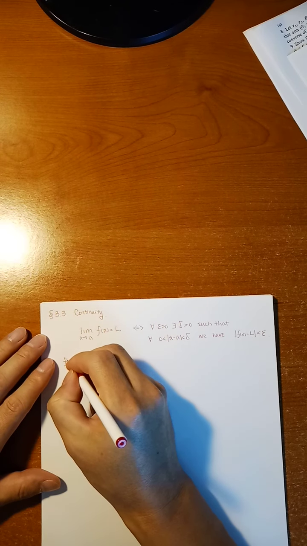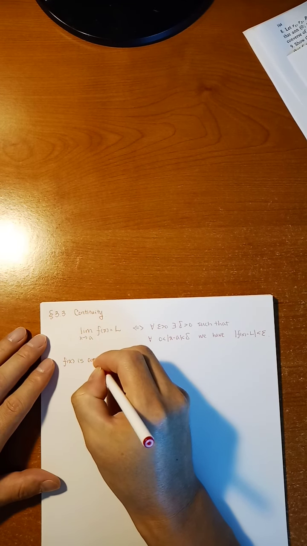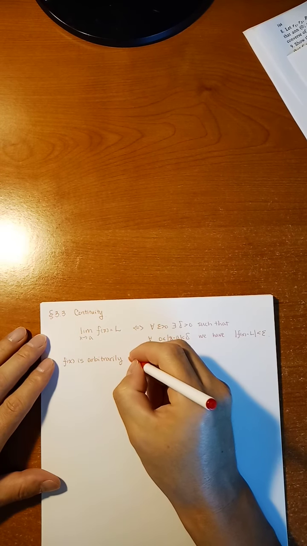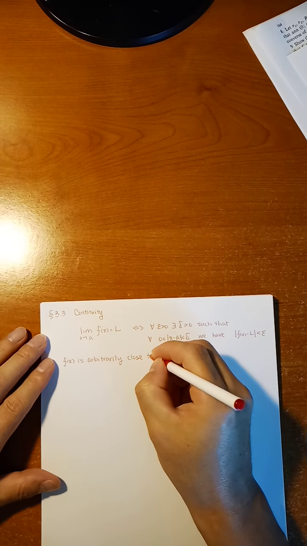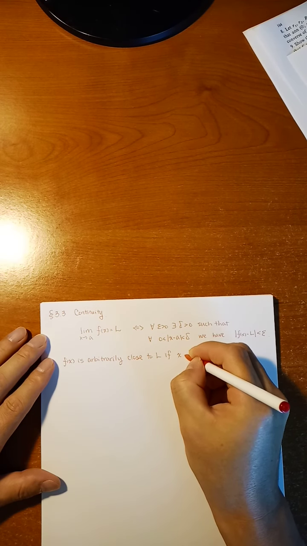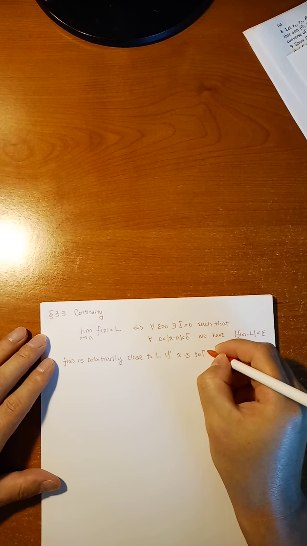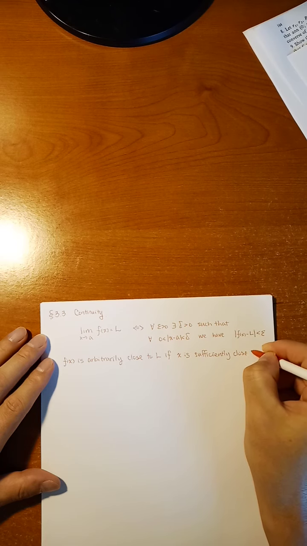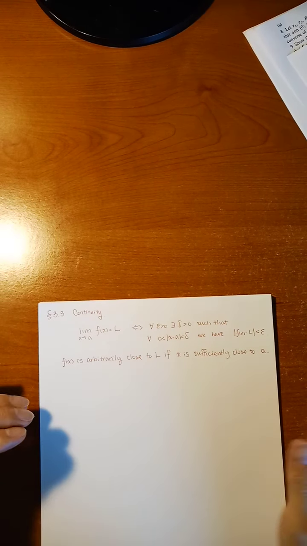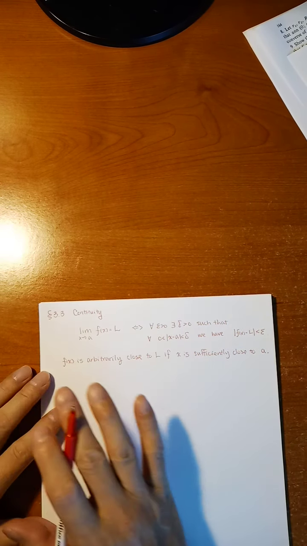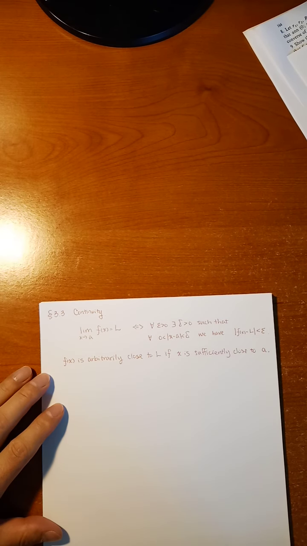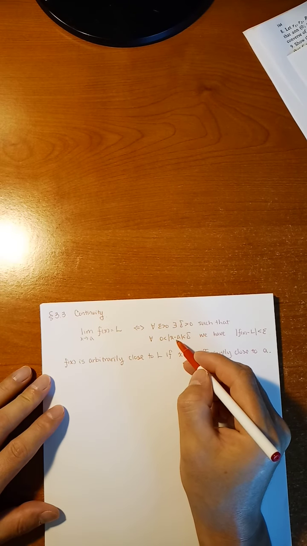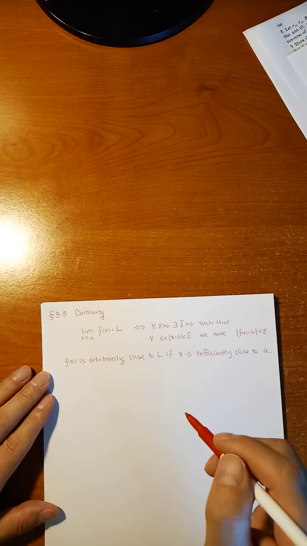Okay, f(x) is arbitrarily close to L if x is sufficiently close to a, but not necessarily equal to a. Okay, so this is the limit. And the continuity just means, here we exclude a, but continuity says we have to consider a.